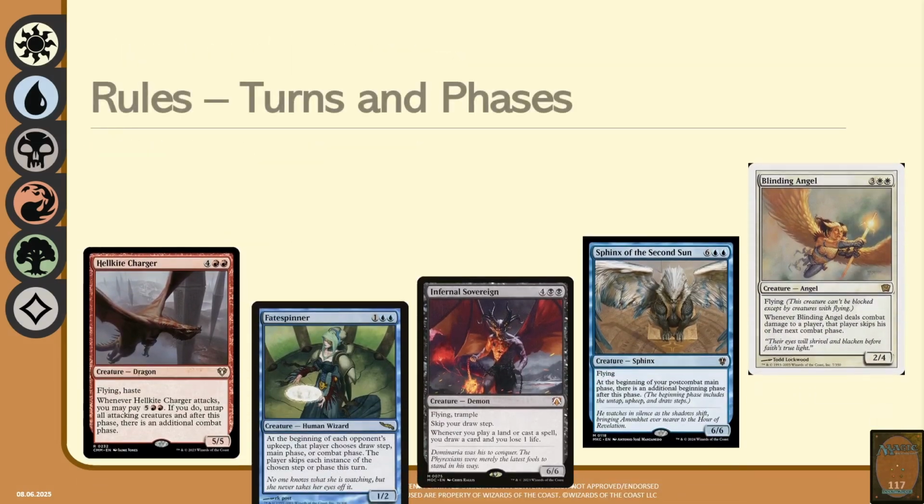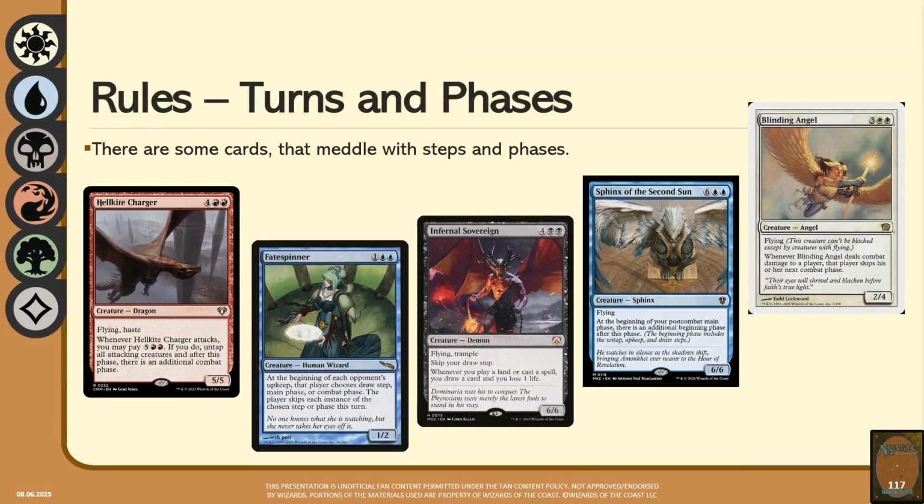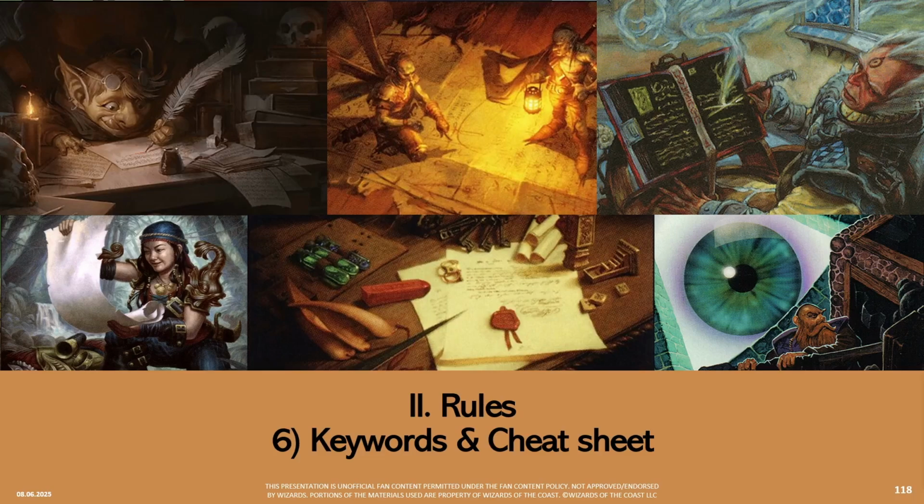As with nearly all elements in Magic the Gathering, there are some cards that influence steps and phases. They can be added, taken away, or be delayed. To help memorize some of the most common rules text on cards, they are made into keywords.